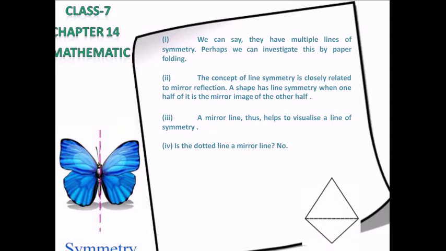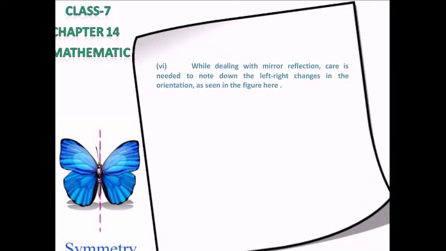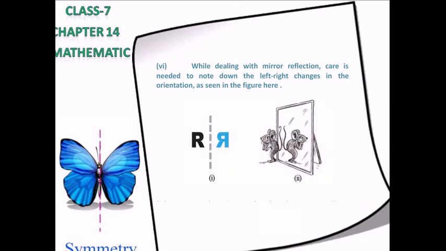Is the dotted line a mirror line? No. Is the dotted line a mirror line? Yes. While dealing with mirror reflection, care is needed to note down the left-right changes in the orientation, as seen in the figure here. The shape is same, but the other way round.